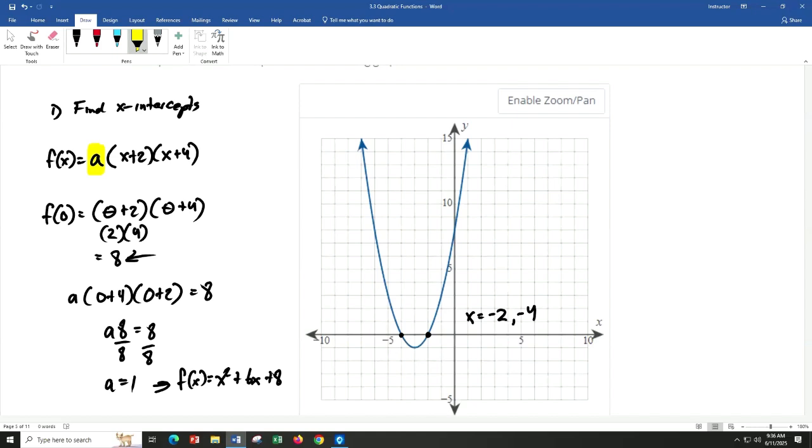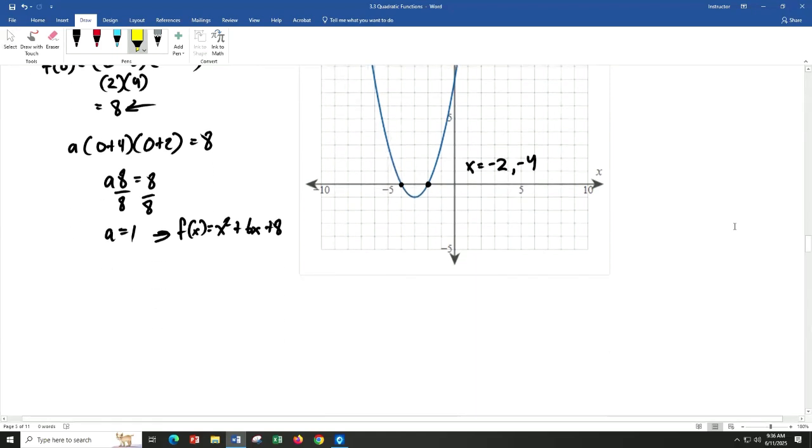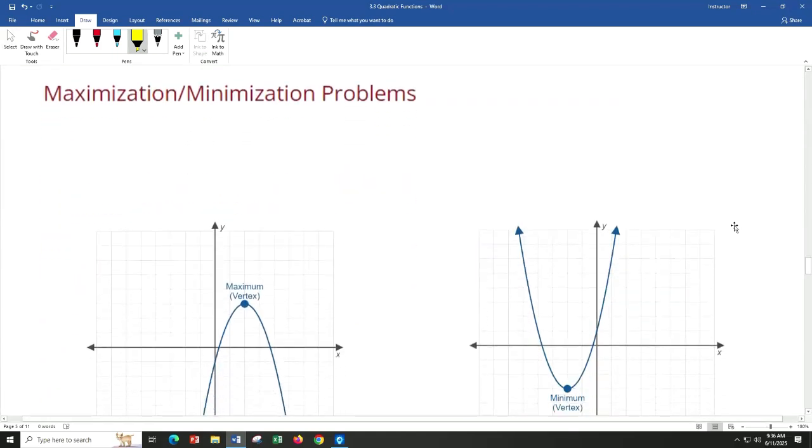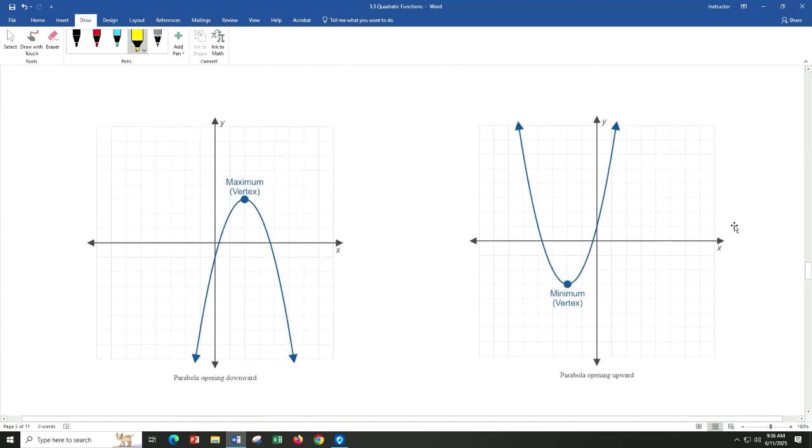Let's do a couple more. Maximization and minimization problems. Word problems. Maximizing, you're going to have a negative parabola. Because what's happening? Look at it. This guy right here is coming up, gets to its vertex, and then does what? Goes back down. You want to maximize land area.